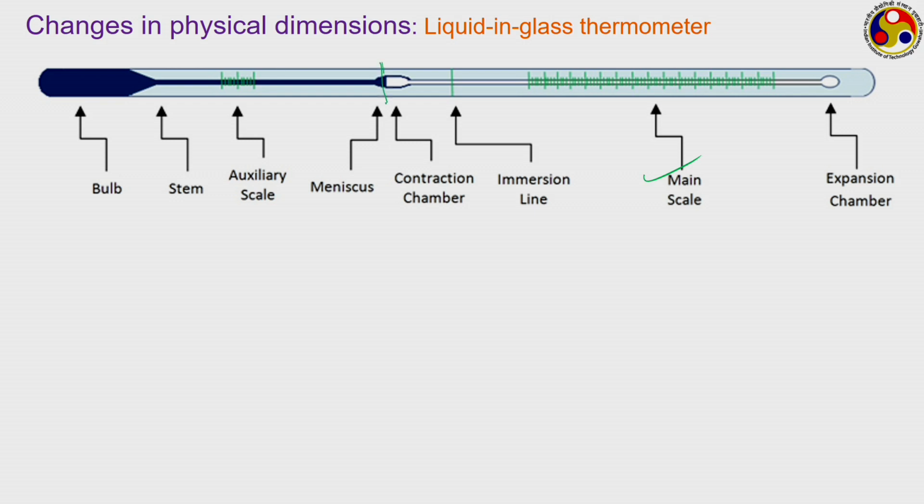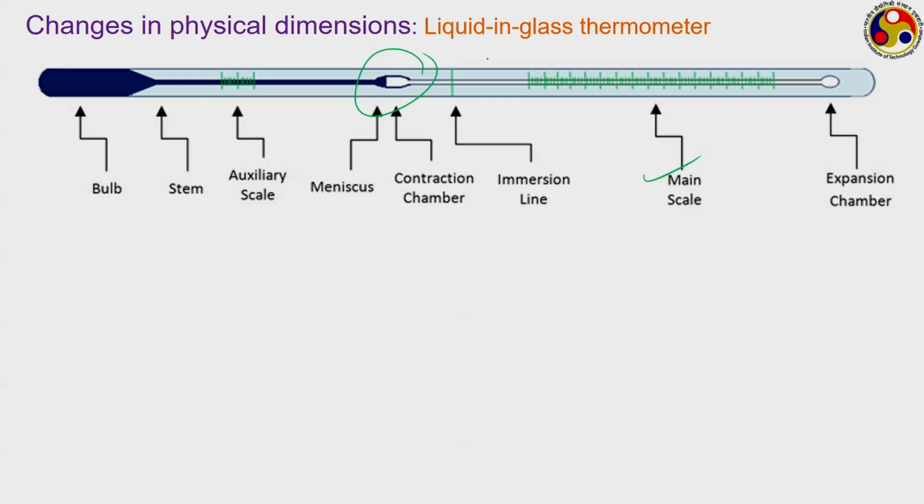The meniscus refers to the separation between the liquid filled part and the void part. Then we have this contraction chamber. This contraction chamber is again an optional item, optional in the sense that it provides a slightly expanded volume within the capillary tube, so that we can manage the total volume of liquid that is going into the main capillary or towards the main scale, thereby controlling the total height of the liquid column.